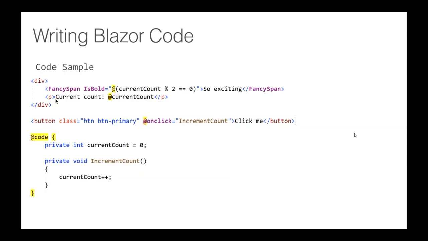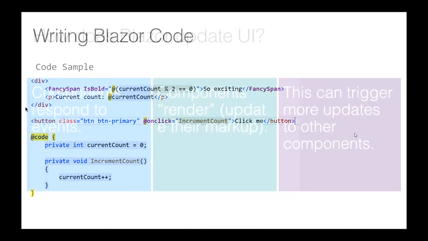I've also got an event handler hooked up to my button so that I can call this increment count method every time that button is clicked. And I'm just going to update the current count variable, which will trigger an update to both my fancy span style and to the current count display.